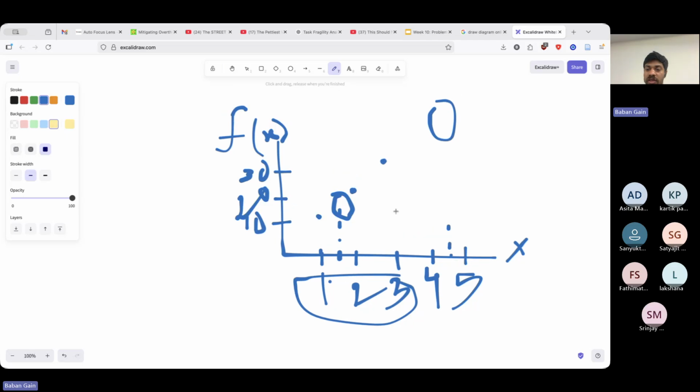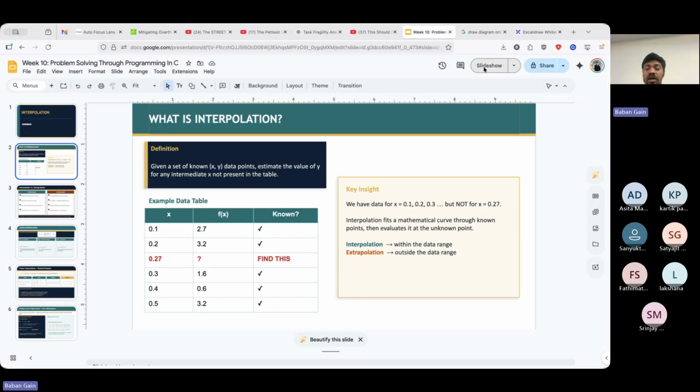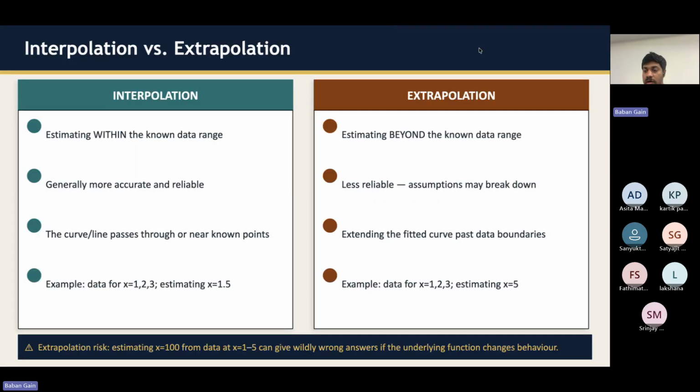But if I give a value outside the range of what we already had in the data, like 4.5, which is greater than 3, this is not within the range. That is what we call extrapolation. So there are multiple methods to find the value of y at a given x given some data. At first, let me discuss interpolation versus extrapolation. It is basically the same: if we are predicting within the given range, it is interpolation. If it is outside the range, it is extrapolation.